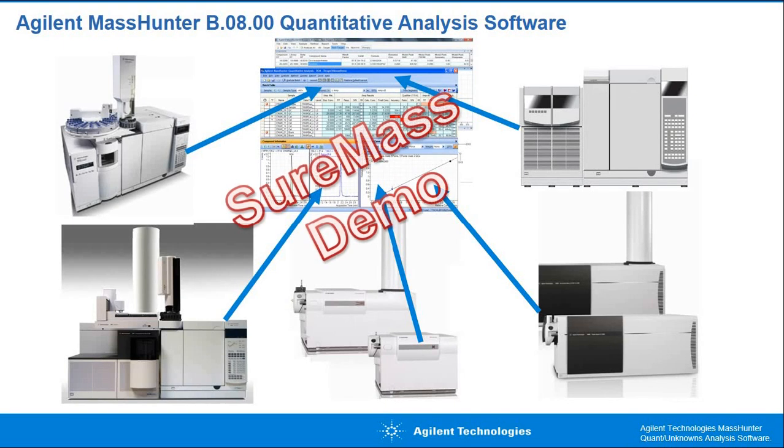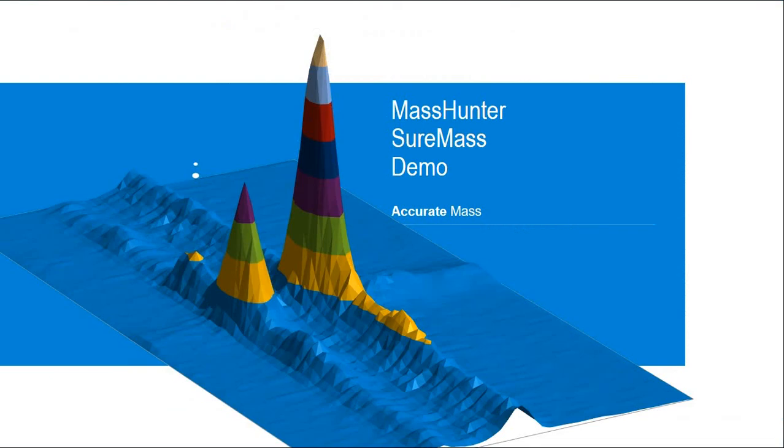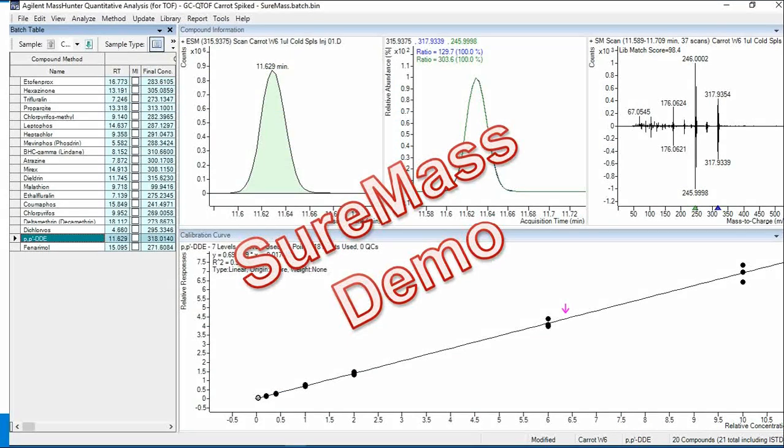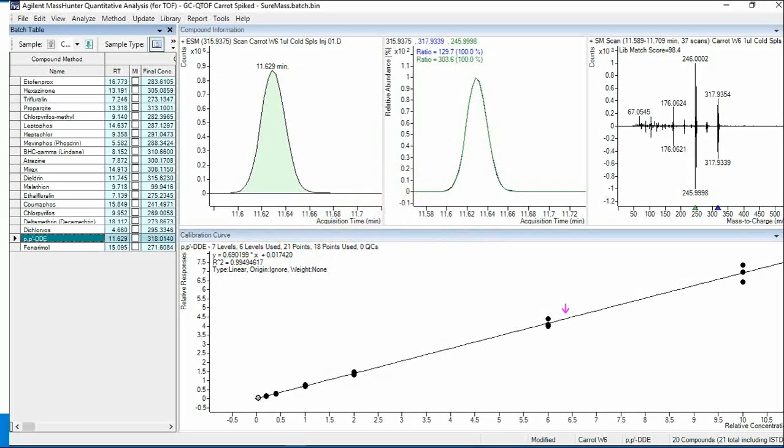Welcome to a demo of SureMass capabilities for accurate mass. We will take a look at the properties of SureMass, including mass accuracy, of course, the SureMass ratio and what it means, and the ability to visualize those signals in 3D. So for the demo, we'll do that in Quant and show you the two shipping samples, the spiked carrot extract, which are under the GC-QTOF directory.